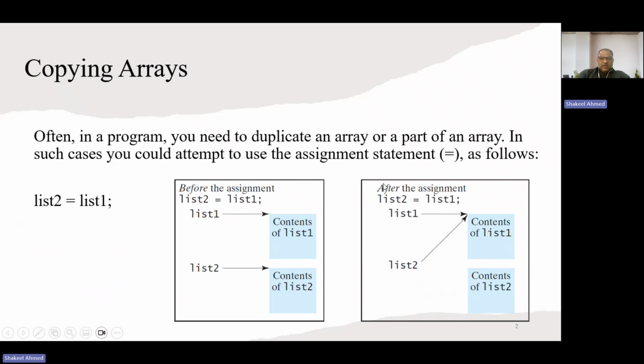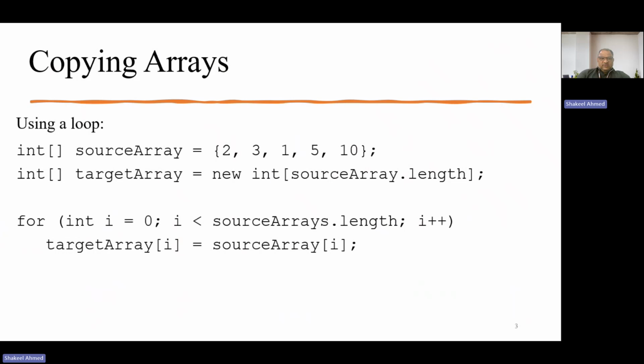But that's not as simple. We have to write some method, some function to do this job. So what is that function that we will write? Say, for example, we have an integer array, the source array, with some elements. Now we want the target array to have the same elements as this one.